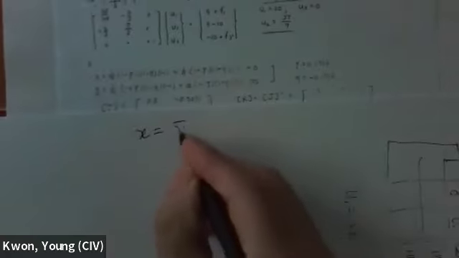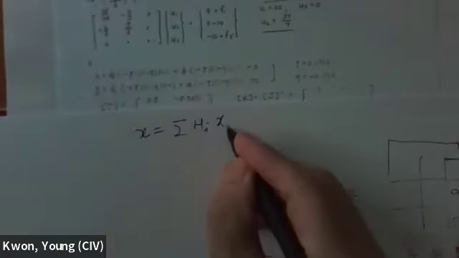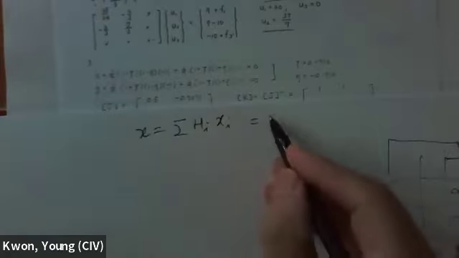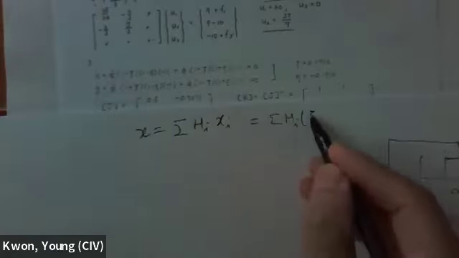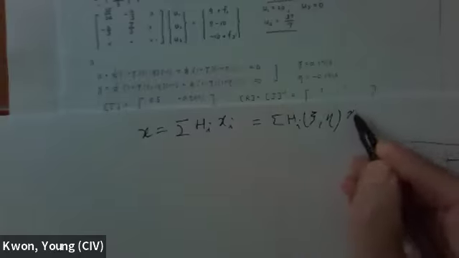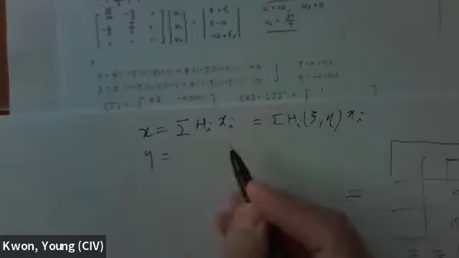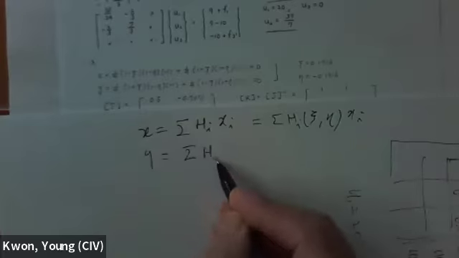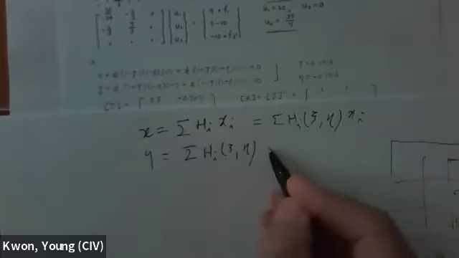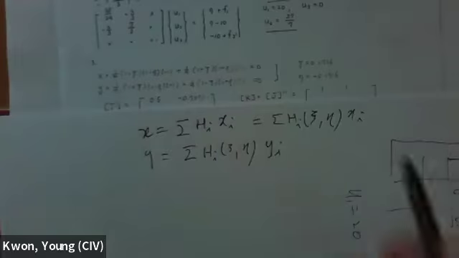X is the summation of hi xi, right? So of course here, hi is going to be a function of xi and eta. Y is also the summation of hi, xi and eta, times yi. So we know xi, yi from this geometry, nodes 1, 2, 3, 4.